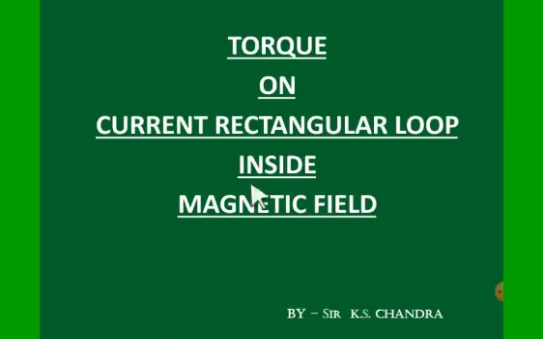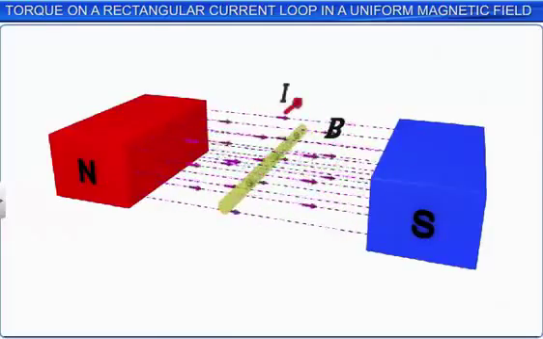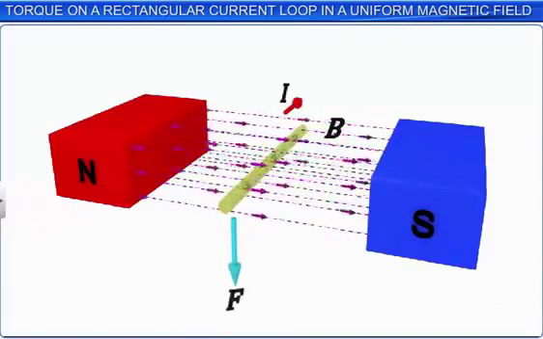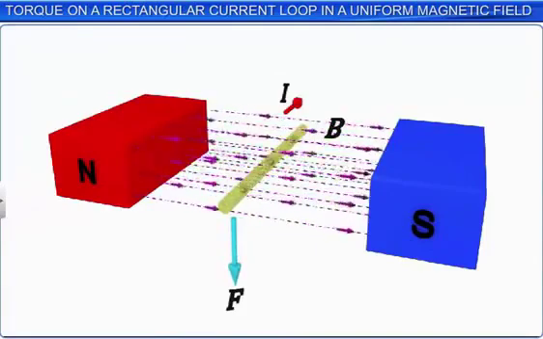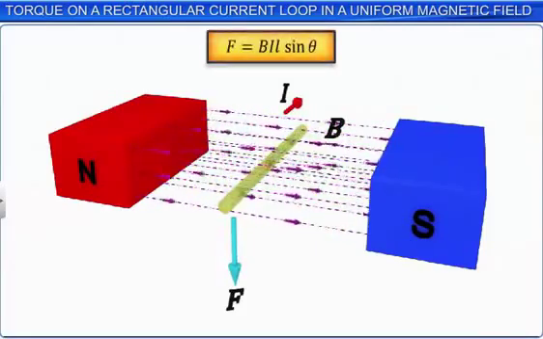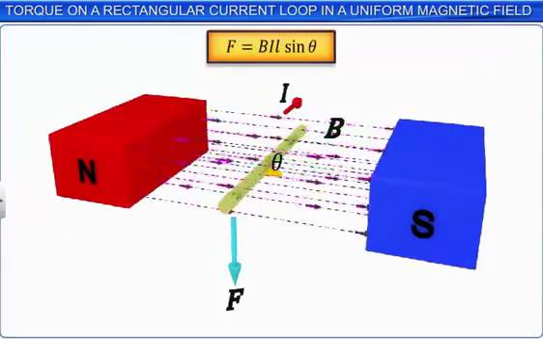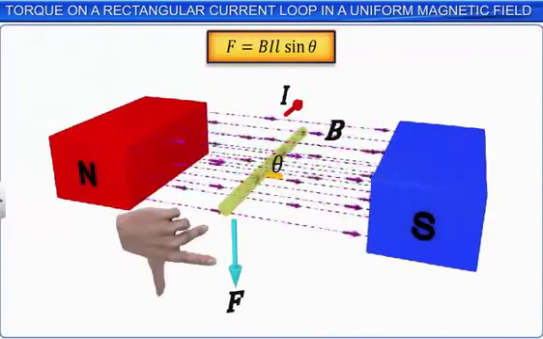Next, we will talk about the current carrying rectangular loop when placed inside a uniform magnetic field. Let's see it. A current carrying conductor placed in a uniform magnetic field experiences some force. The magnitude of this force is determined by using the formula F is equal to BIL sin theta, where theta is the angle between the direction of the magnetic field and the direction of current. The direction of the force acting on the conductor can be determined by using Fleming's left-hand rule.